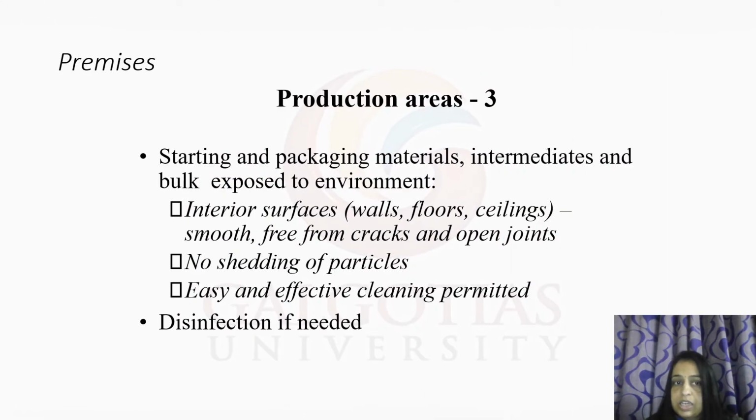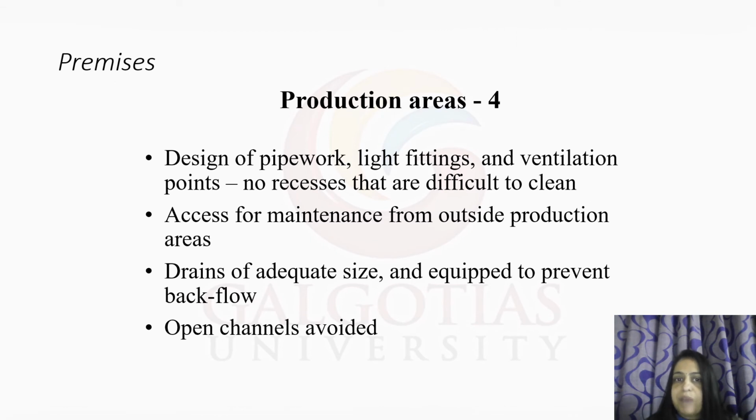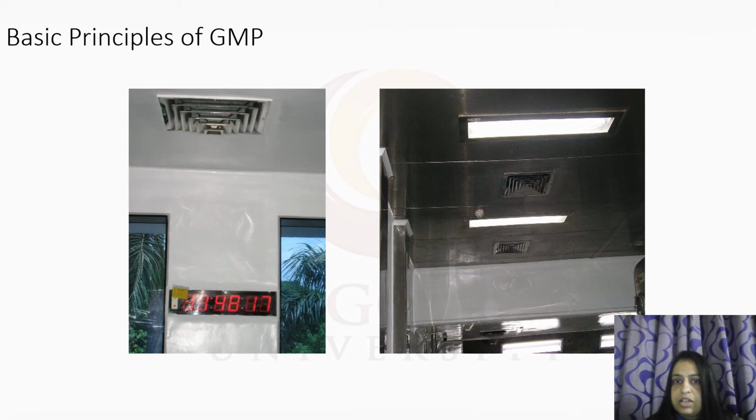Then production area 3: starting and packaging material, intermediates and bulk are exposed to the environment, so the interior surfaces, wall, floor and ceiling, must be smooth, free from cracks and open joints, with no shedding of particles, permit easy and effective cleaning, and disinfection if needed. Then production area 4: in the design of pipe work, light fittings and ventilation points, there should be no recesses that are difficult to clean. Services should be accessible for maintenance from outside production areas, and drains should be of adequate size with equipment to prevent backflow, and open channels avoided. So this is your production area.